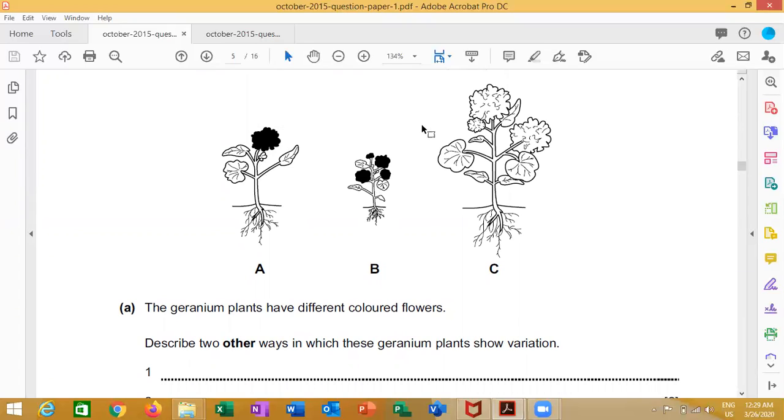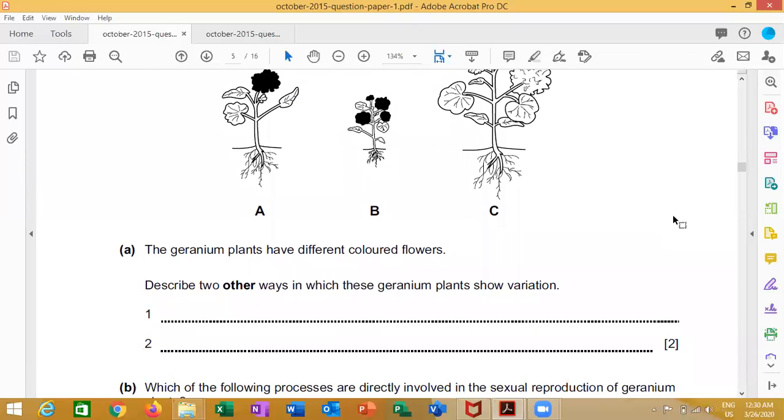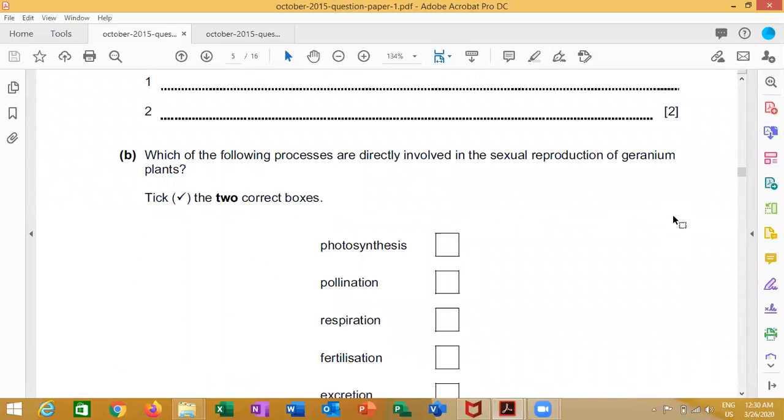Let's talk about number 1. You can mention size of leaves, number of leaves, the length of root or the thickness of stem. Again, I'm going to repeat. Look at the diagram and write down the differences. So number 1, it can be the size of leaves, number of leaves, the length of root, the thickness of stem. Let's move to question B.